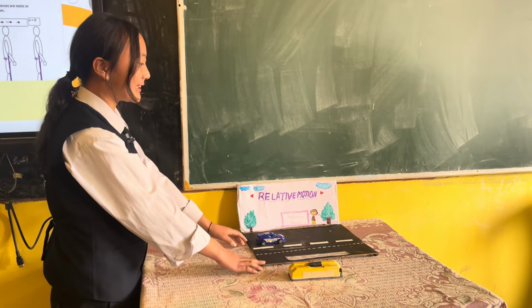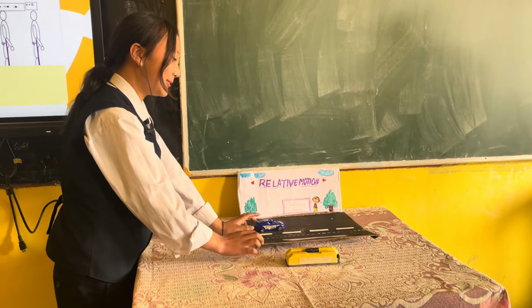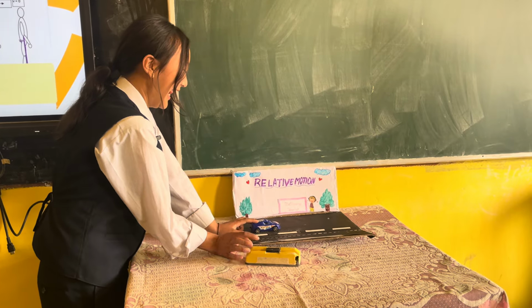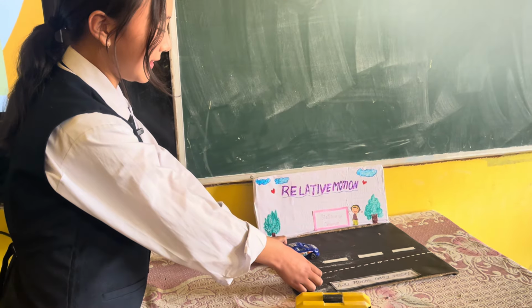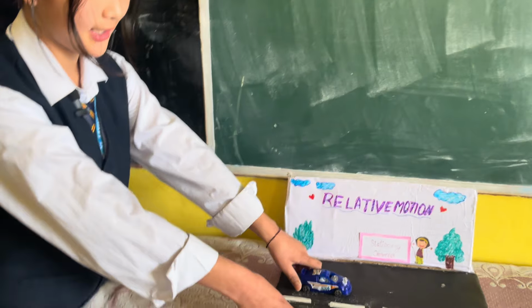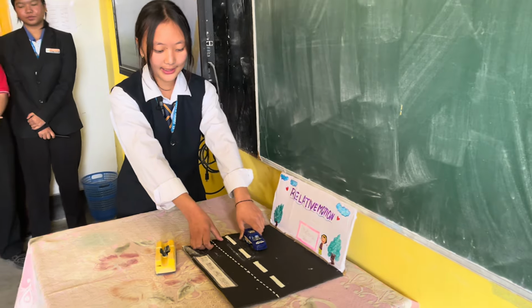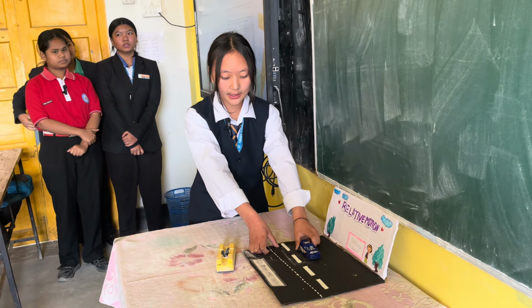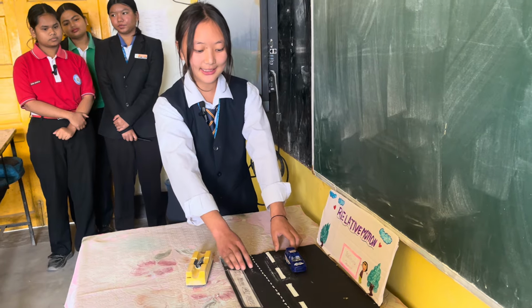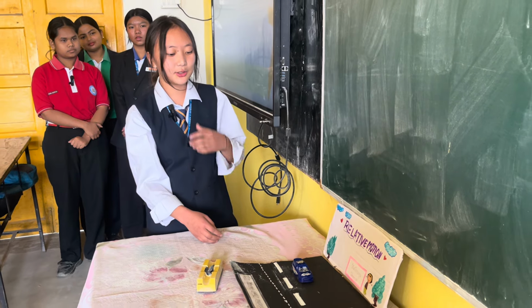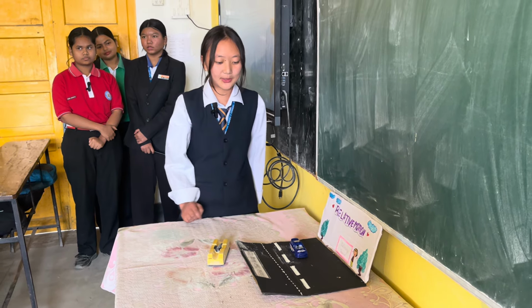So, in this case, there will be two cars. Car B is at rest, and car A is moving forward. To a person sitting on car B, car A is seen in motion, and to a person standing on the road, car A is also in motion. So in both cases, car A is seen in motion. So this shows that the motion depends on the observer.